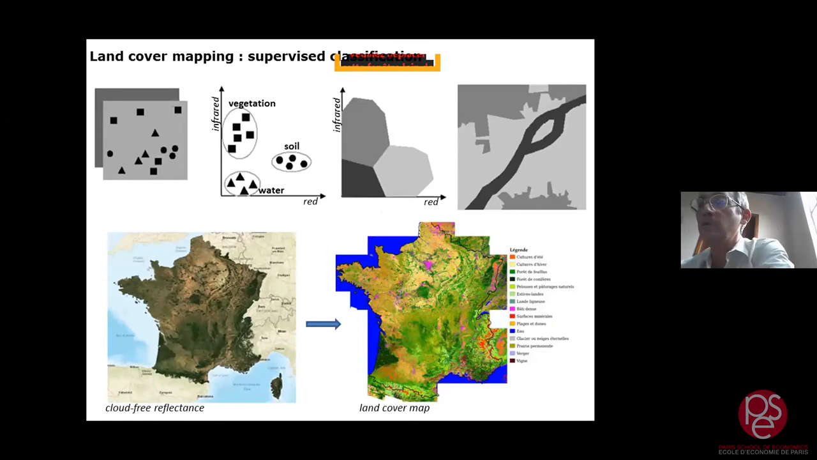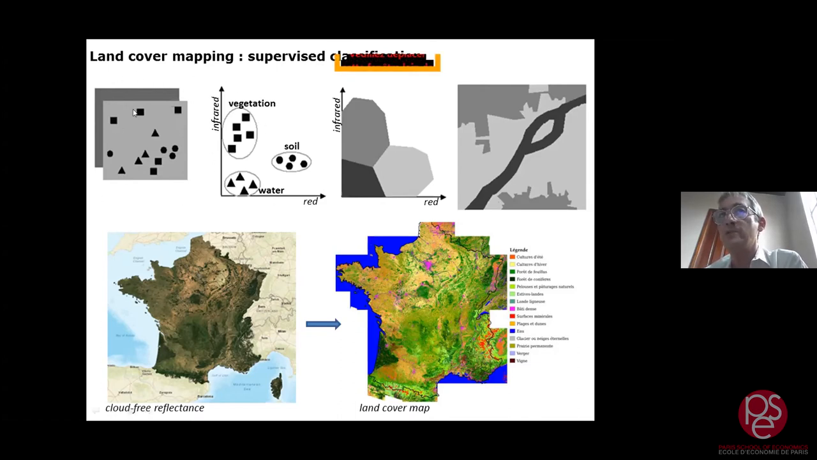But first of all, I would like to illustrate these limitations based on the concept of land cover mapping. Land cover mapping is usually made using supervised classification, which is the name of this image process. How does it work? Supervised classification is a very classical method using data and some training samples. In the case of satellite images, I have a set of images in several wavelengths, visible, infrared, and so on. Here, I just took the example of red and infrared, and I collect on the ground a few samples of well-known land cover. For instance, vegetation, soil, and water.